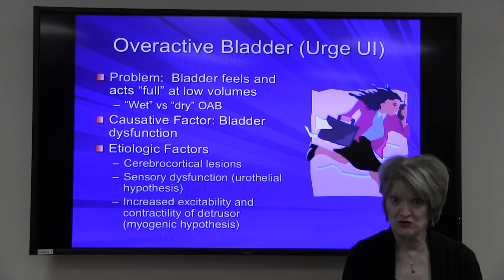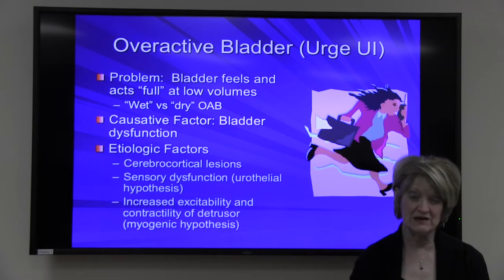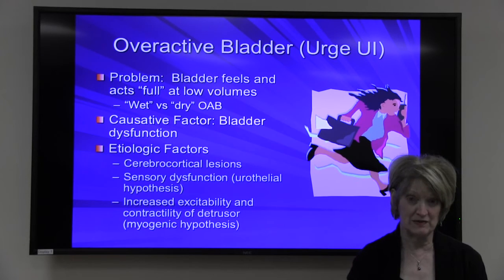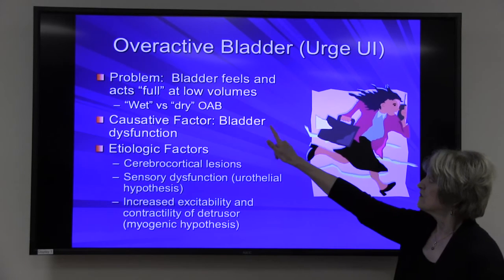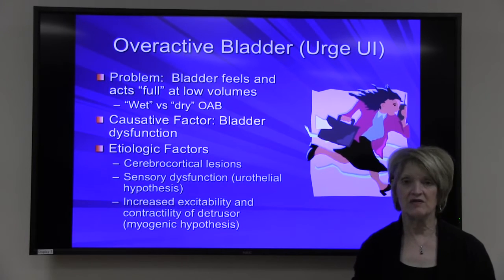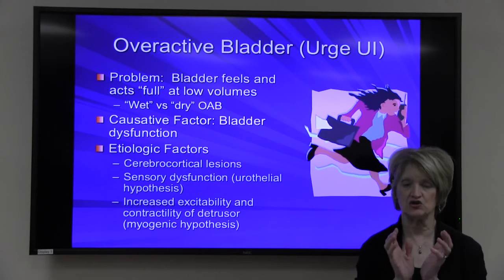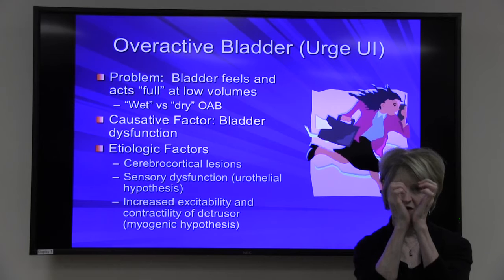It follows gender lines, not surprisingly. Wet OAB, typically found among women. Dry OAB, typically found among men. Look at the problem. It's not the sphincter, it's the bladder. The bladder is not stretching and storing. Instead, small amounts trigger overactivity at the level of the bladder.